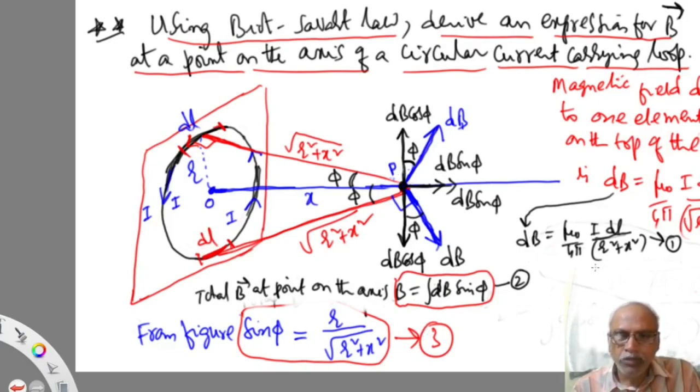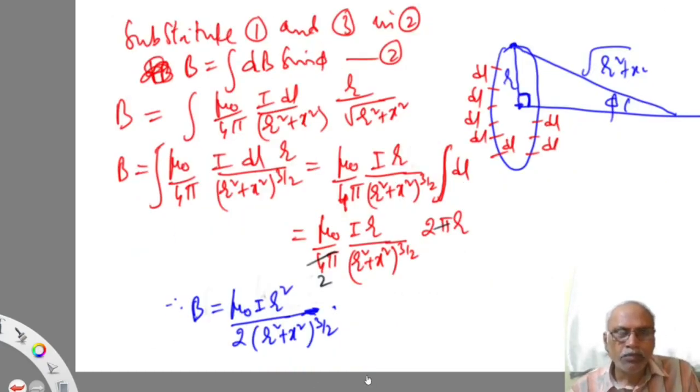Here dB is mu naught by 4 pi times I dl sin theta by (r square plus x square), by Biot-Savart law. Here theta is 90 degrees, because dl makes 90 degrees with the line. Also from the figure, sin phi is equal to r by root of r square plus x square. In the integration of dB sin phi, you have to substitute dB and sin phi. If you substitute 1 and 3 in 2, you will finally get the formula mu naught I r square by 2 into (r square plus x square) power 3 by 2.